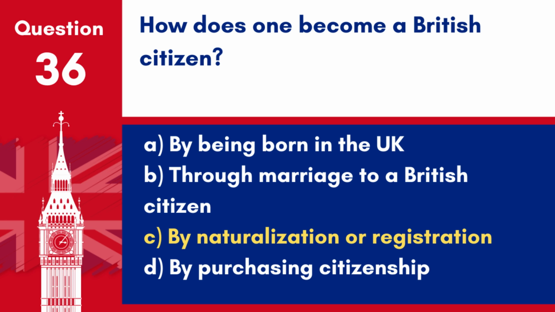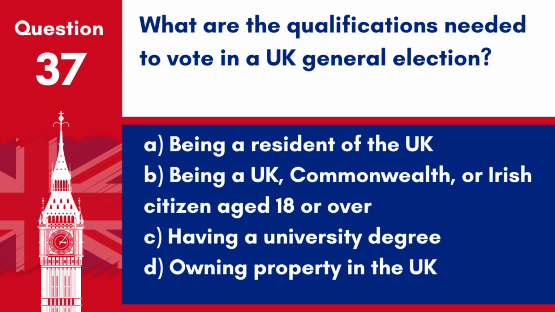Answer: C. By naturalisation or registration. One can become a British citizen through the process of naturalisation or registration, depending on their circumstances and eligibility. Question 37. What are the qualifications needed to vote in a UK general election? A. Being a resident of the UK. B. Being a UK, Commonwealth or Irish citizen aged 18 or over. C. Having a university degree. D. Owning property in the UK.